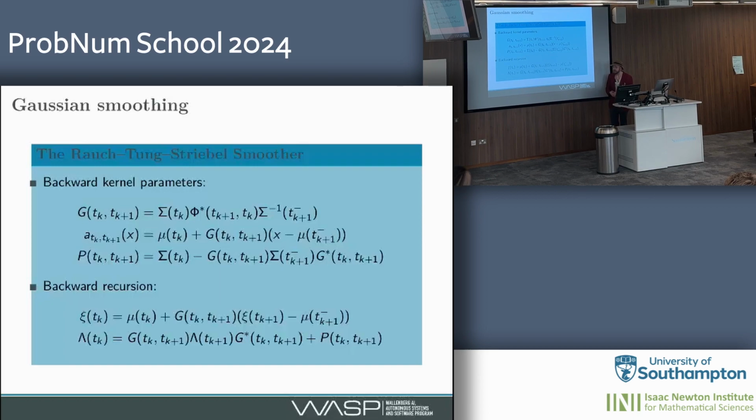And so then we just get this backward recursion, because recall, for posterior marginals, you just marginalize backwards step by step. And what happens is you replace the x with the smoothing mean at the time point one step in the future, and then you also get this other product: the transition matrix, which is going to be G here in this case, with the future covariance, and then you just add this P from the transition kernel.